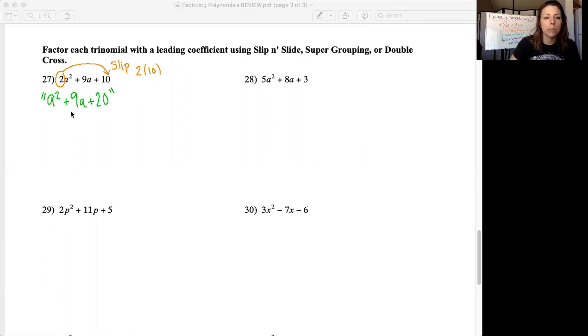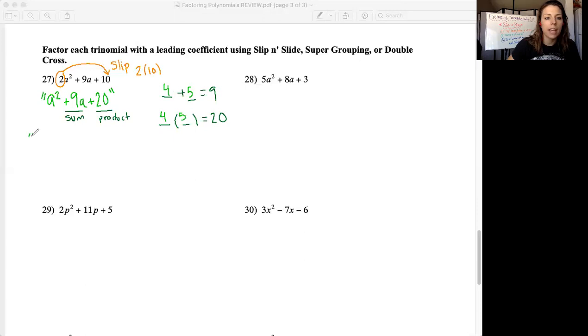Now we're going to factor using P's and Q's. What two numbers have a sum of 9 and a product of 20? So what plus what is 9, that when I multiply those same two numbers together, I get 20? I do believe those two numbers are 4 and 5.